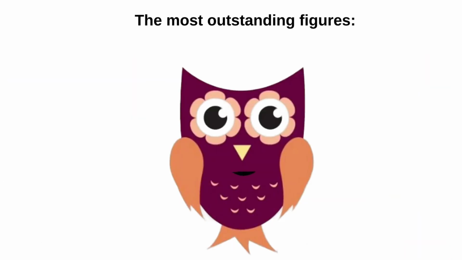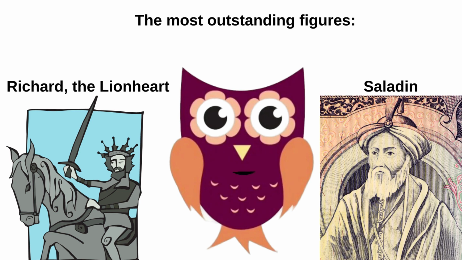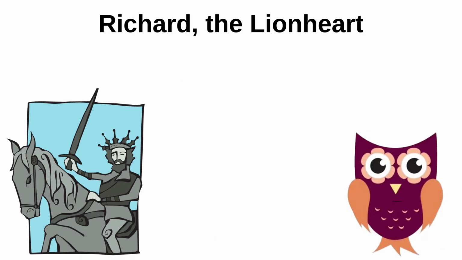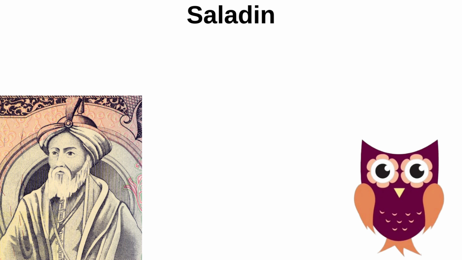The 2 most outstanding figures of the Crusades were Richard the Lionheart, King of England, and Saladin, King of Egypt. Richard the Lionheart was the leader of the Third Crusade. He was the one to sign a peace treaty with Saladin in 1192, which allowed the Christian pilgrims to visit the holy places in Jerusalem.